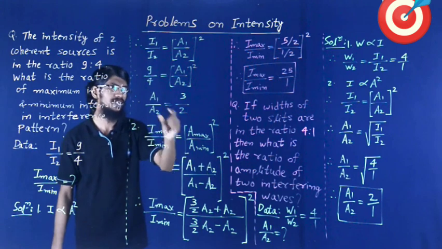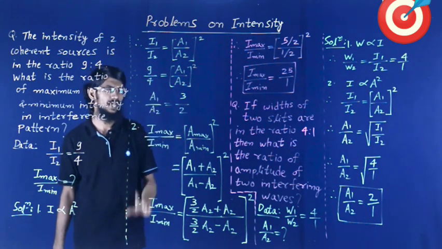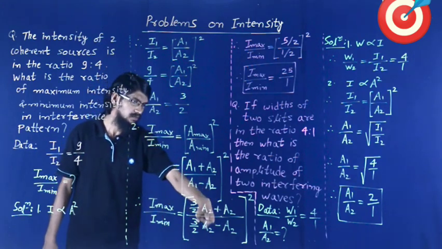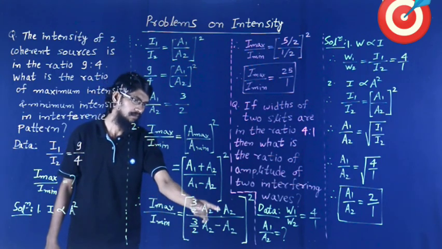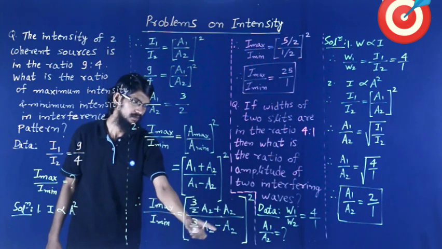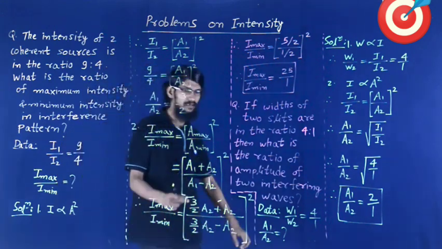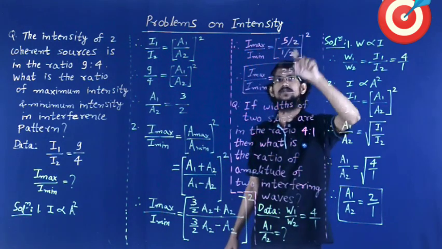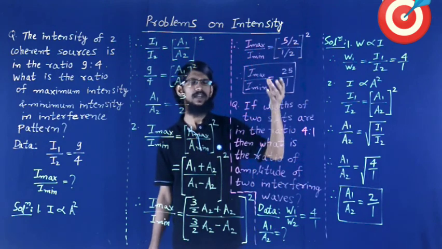So we substitute the values. We know that A1 and A2 have some relation, so we will substitute A1 is equal to 3/2 times A2. When we substitute the value, A2 will get cancelled from numerator and denominator. We will get 3/2 plus 1 and 3/2 minus 1. After solving that, we will get 5/2 and 1/2, and we have to take the square. So this 2 and 2 will get cancelled. You will get 5 upon 1 square, which is 25/1.